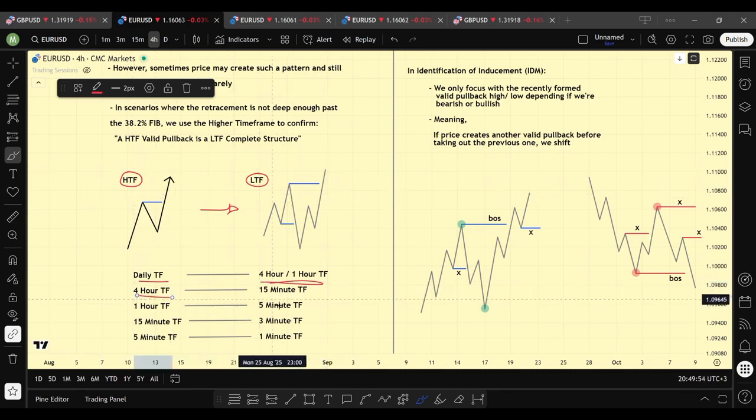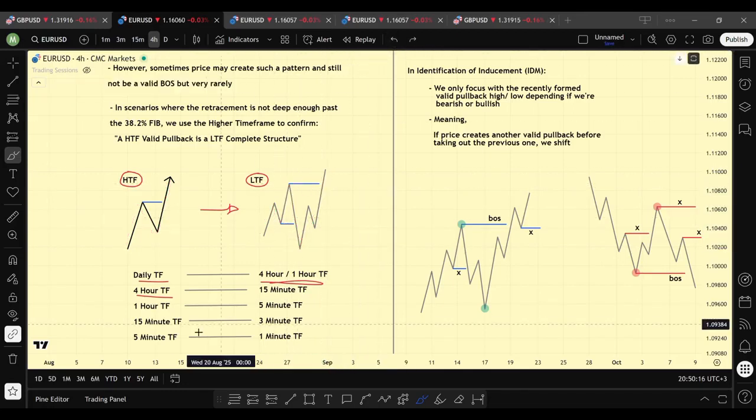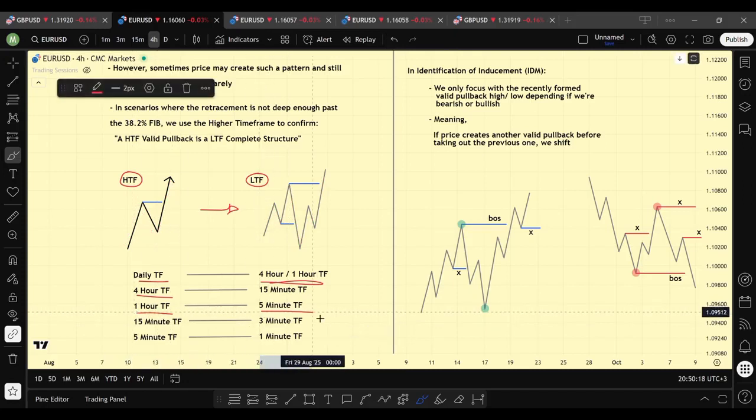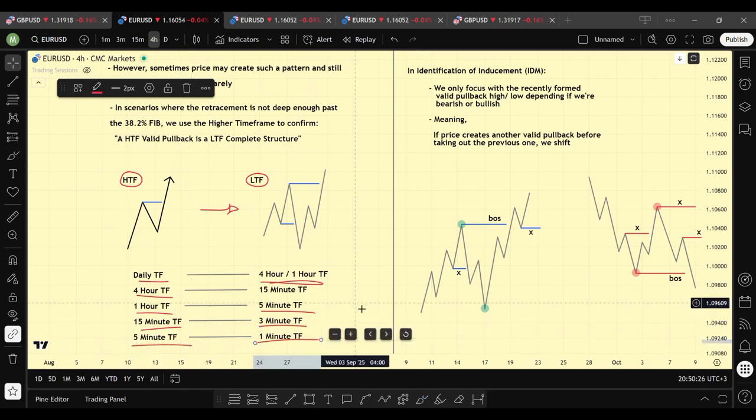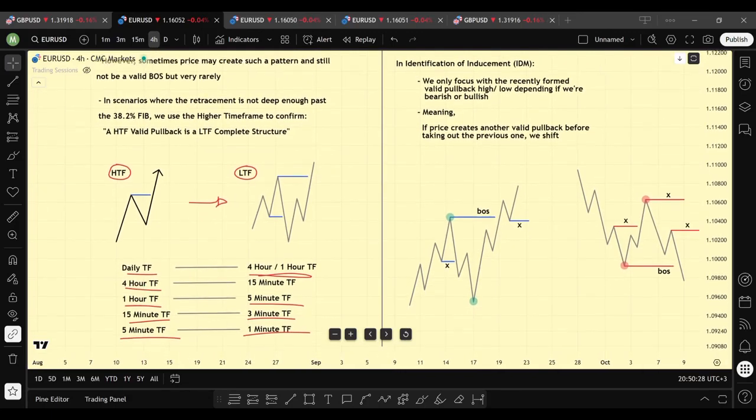The 4 hour time frame, 15 minutes will be the lower time frame. So if this here is a valid pullback on the 4 hour, just note that on the 15 minute it is a complete structure like this one. Price takes this low before breaking past this one. So this means if price now reverses and breaks past that, that will be a valid bullish break of structure. Alright, so the 1 hour, of course, the 15 minutes, the 5 minutes, the 3 minutes, and finally for the 5 minutes we will be using the 1 minute. Right, so those are the time frames.